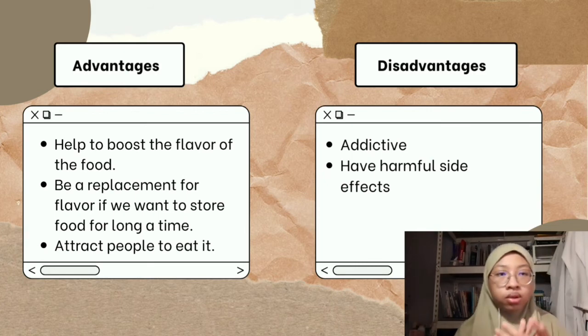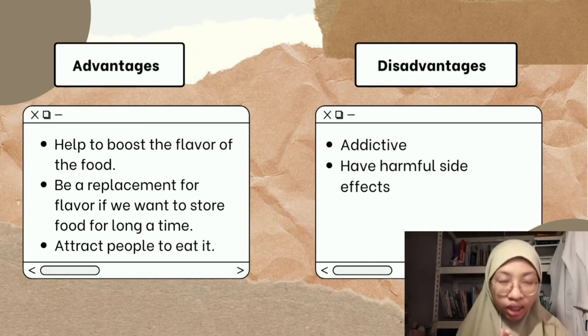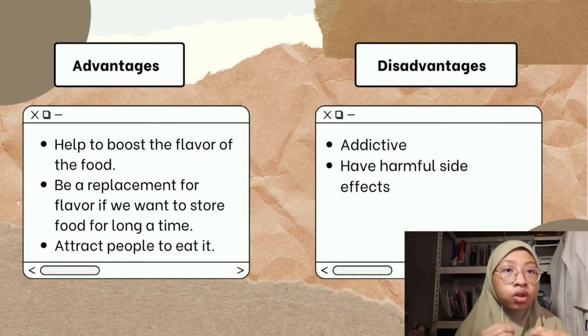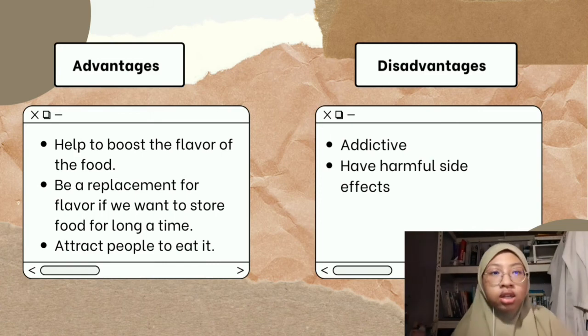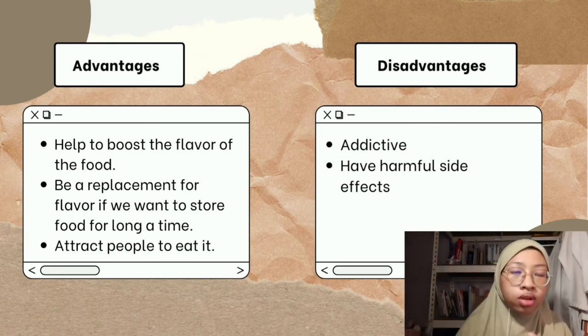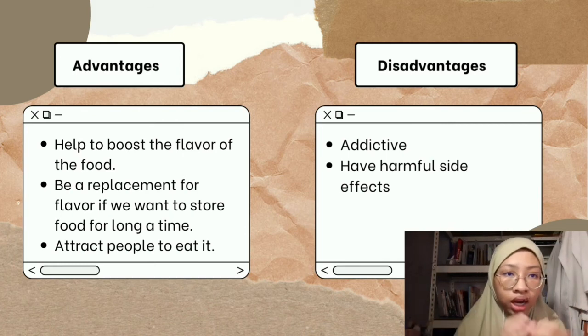For example, if we freeze it or can it, we need to put in more flavor enhancer so that the flavor will not go off after we cook it again following the process of freezing and canning. The last one is to attract people to eat it or buy it. If the food is delicious and looks attractive in people's eyes, people will be attracted to buy it and consume it. Next, I'm going to talk about the disadvantages of flavor enhancers.